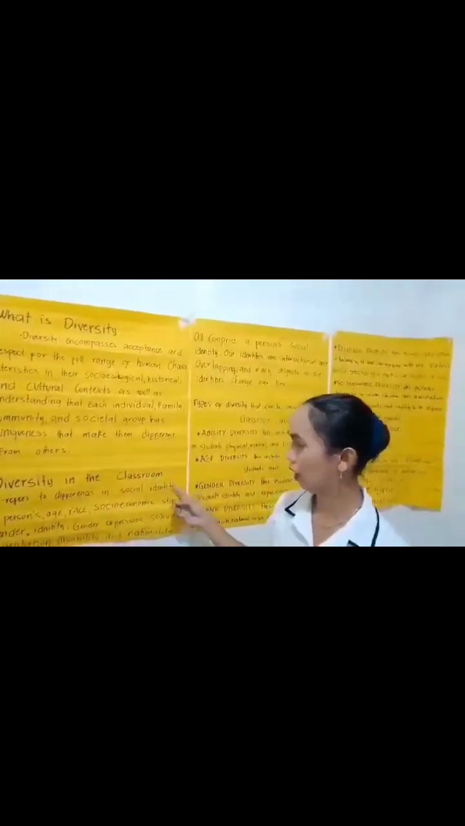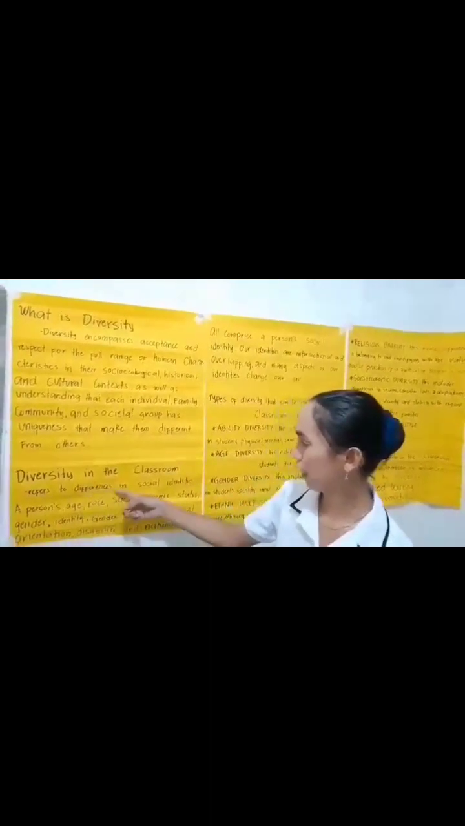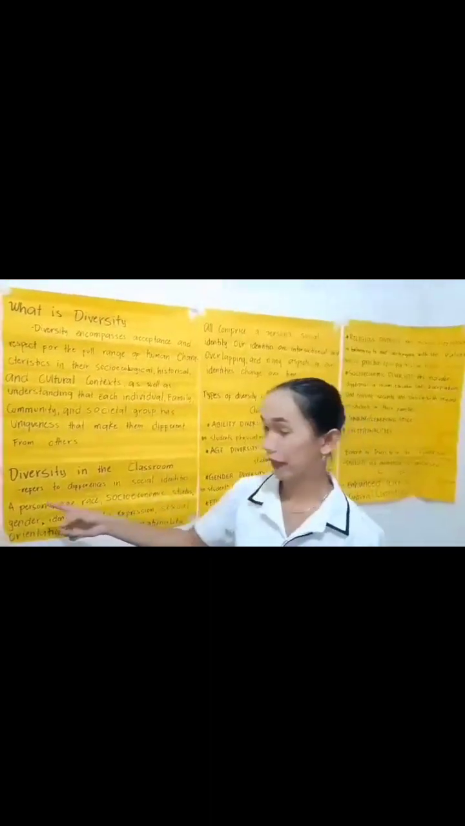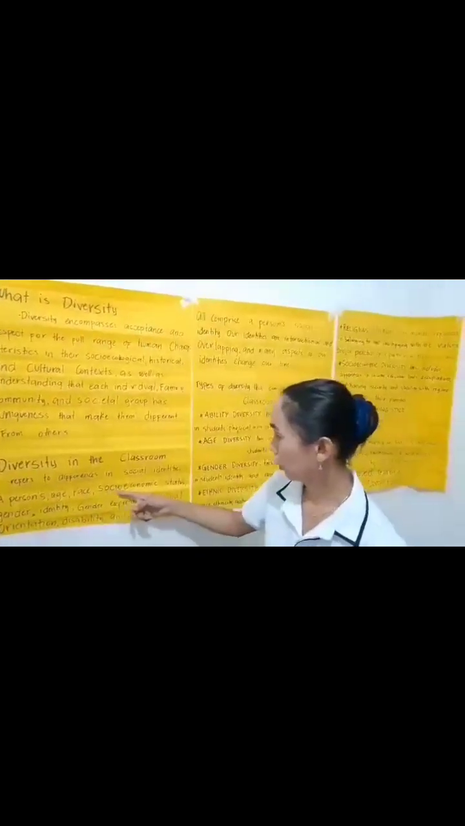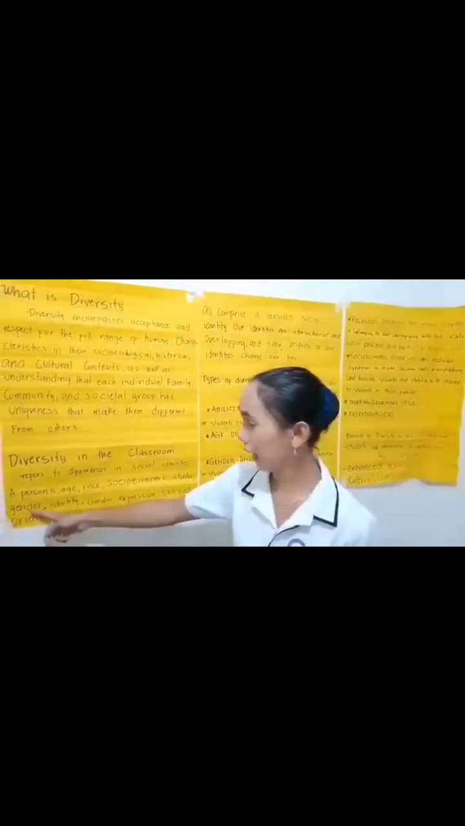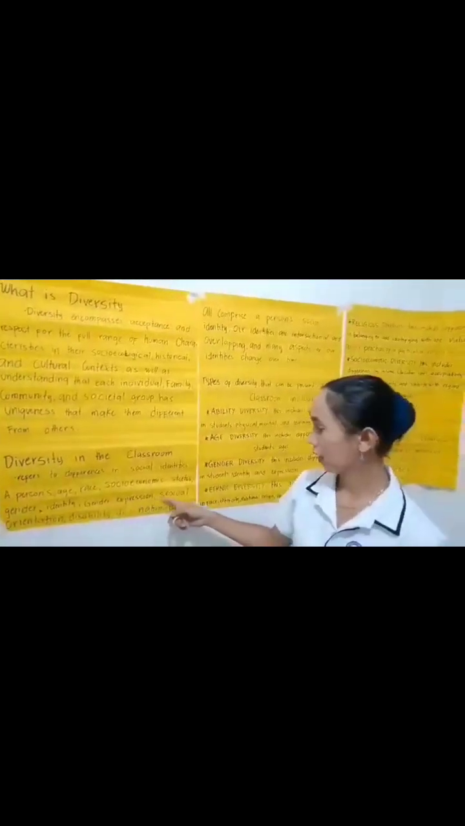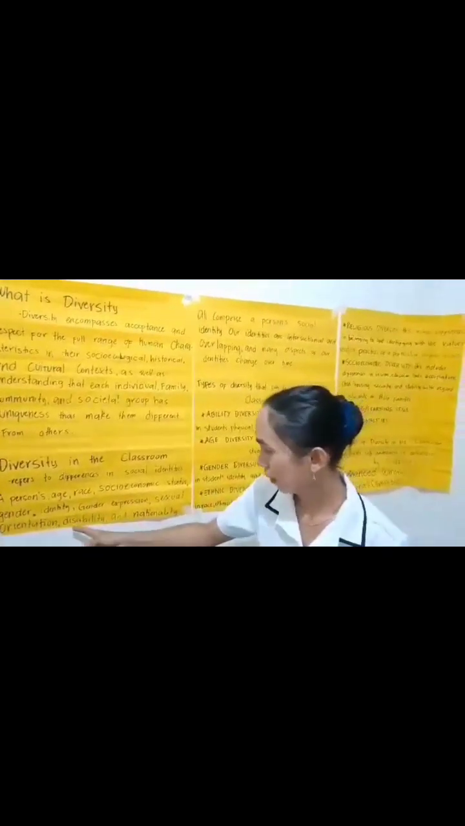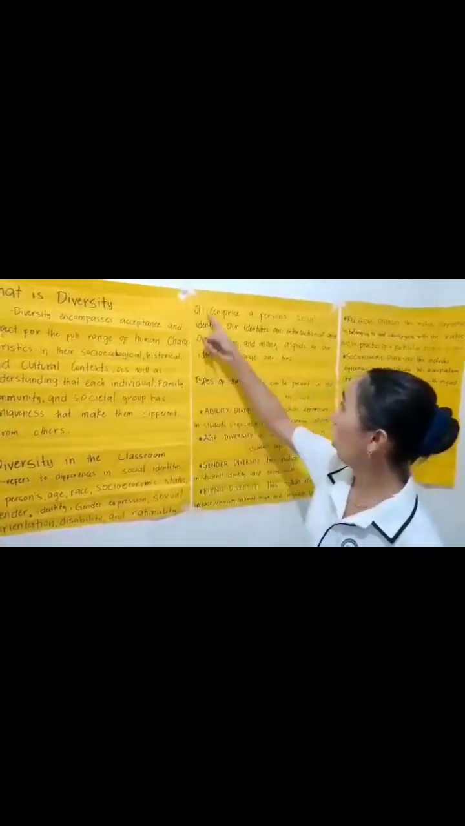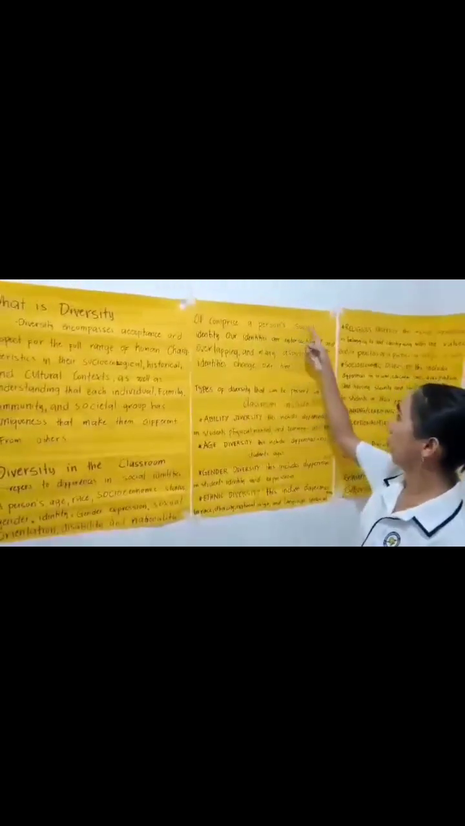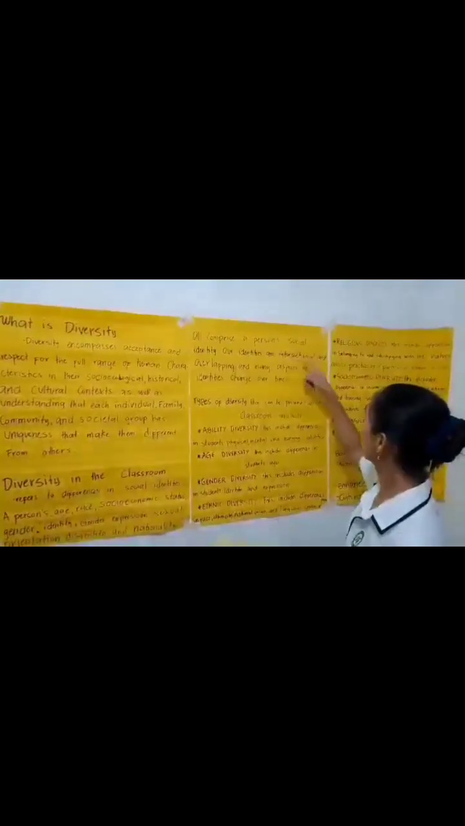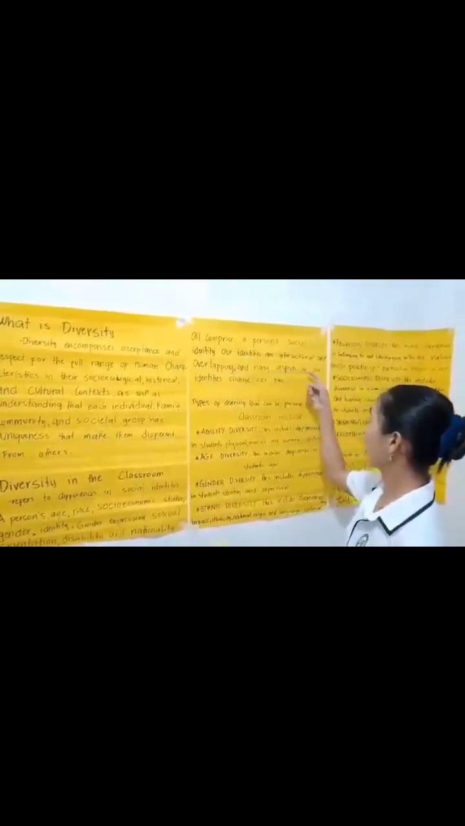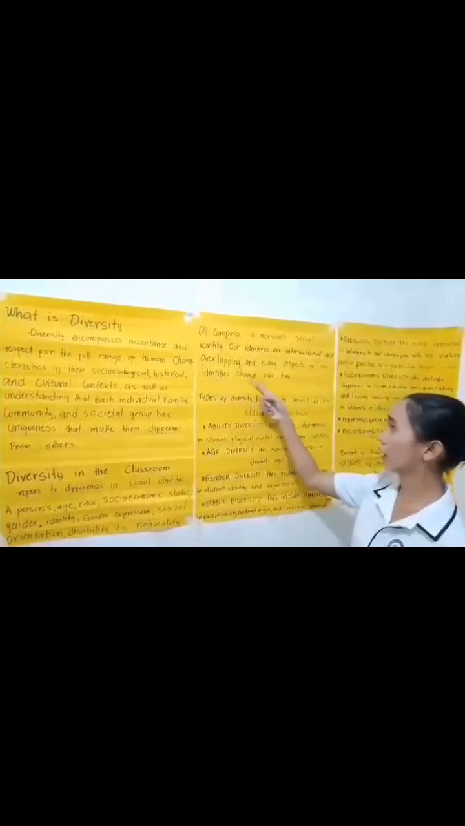Diversity in the classroom refers to differences in social identity. A person's age, race, socioeconomic status, gender identity, gender expression, sexual orientation, disability, and nationality all comprise a person's social identity. Our identities are intersectional and overlapping, and many aspects of our identity change over time.